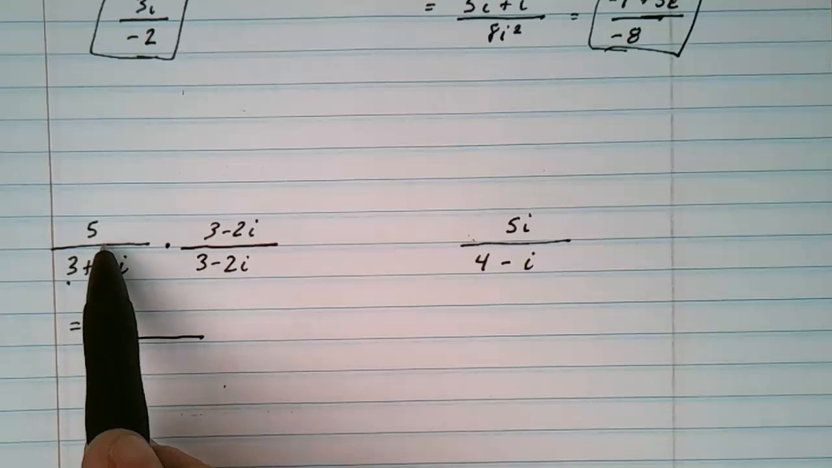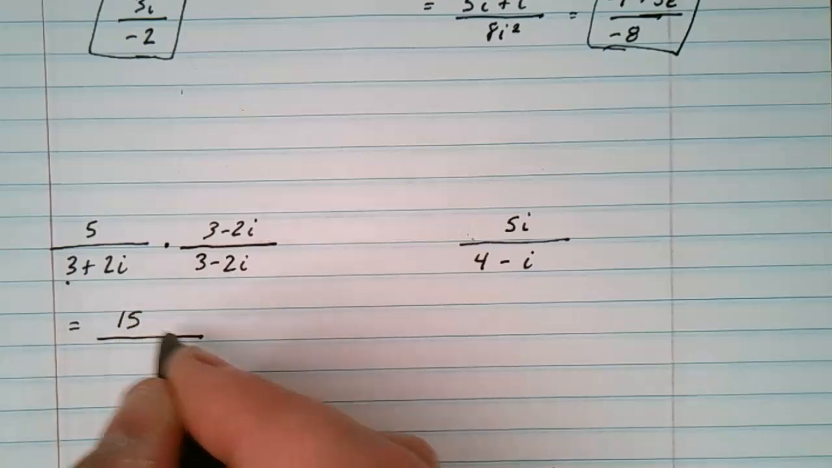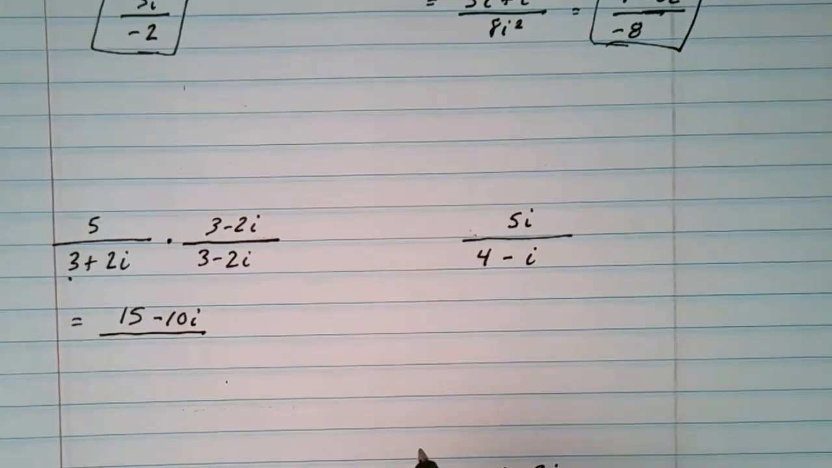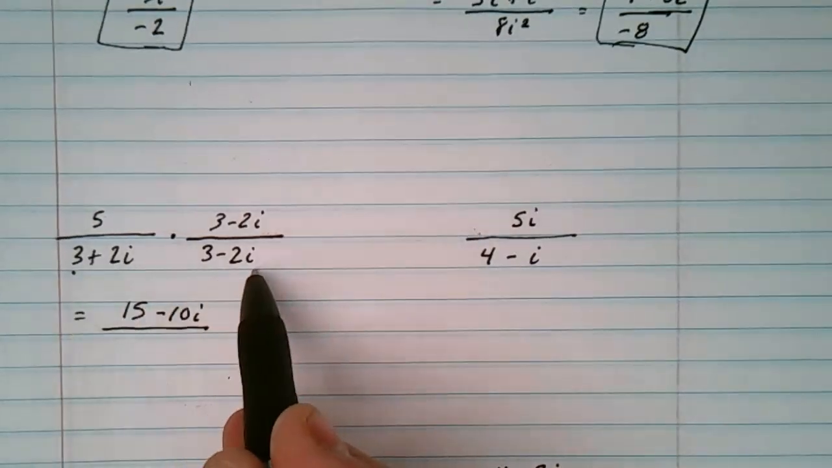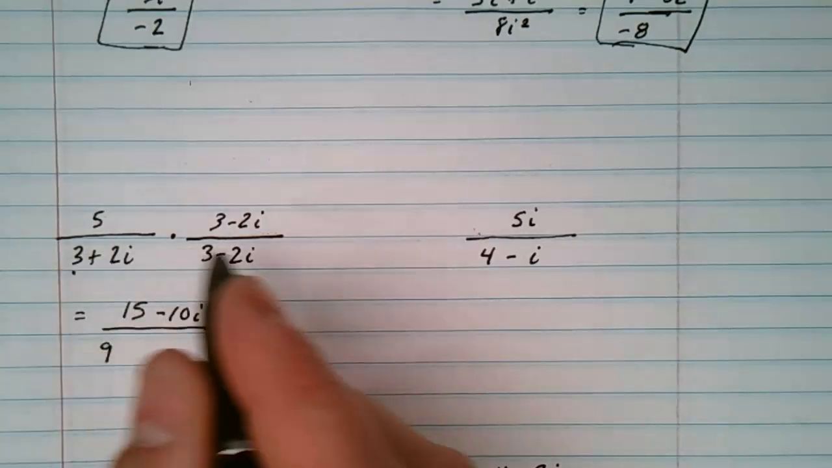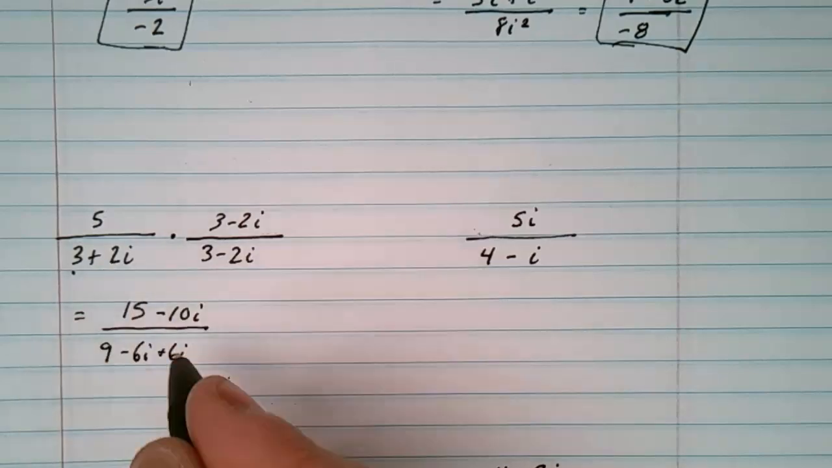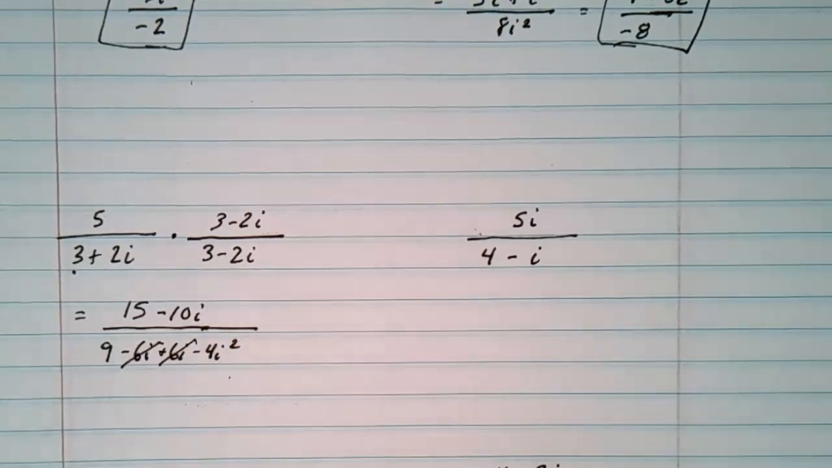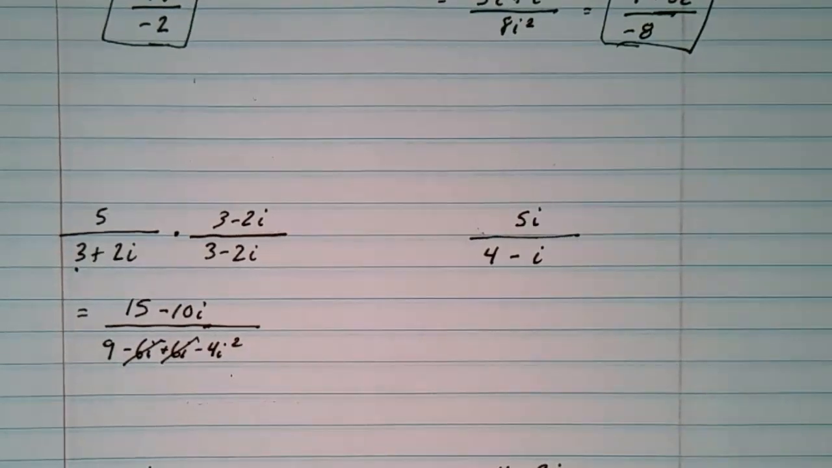So here you've got 5 times (3 minus 2i). 5 times 3 will give you 15. And 5 times -2i will give you -10i. Okay? It's pretty easy for the numerator. For the denominator, you're going to multiply these 4 terms using the distributive or the FOIL method. 3 times 3 will give you 9. 3 and -2i will give you -6i. Then you'll get +6i, and then you'll get -4i squared. These two terms will cancel out. If the two middle terms do not cancel out, you have done this incorrectly.